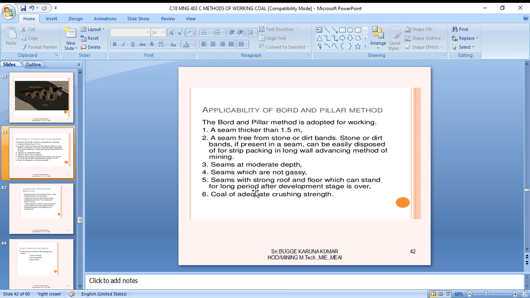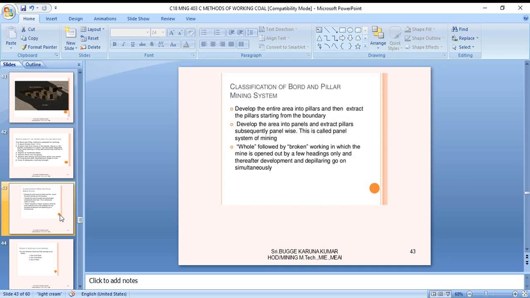So these six are the applicable conditions of the board and pillar method: a seam thicker than 1.5 meters, a seam free from stones or dirty bands, a seam at moderate depth, a seam which is not gassy, a strong roof and floor which can withstand, and coal of adequate crushing strength. Why a strong roof? Because if the overburden is more, bulging of the floor is possible, and sometimes roof heaving is possible. Pillar bulging can also be possible. So moderate depth is preferable. The design of the pillar is also part of this.